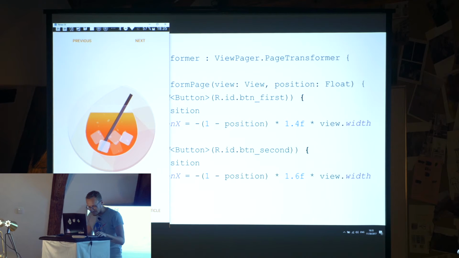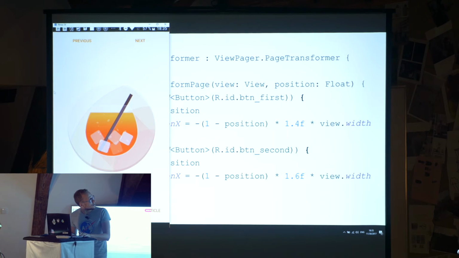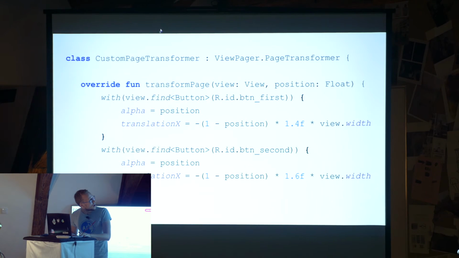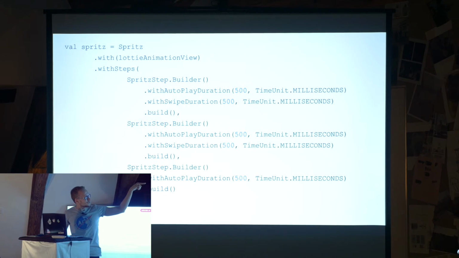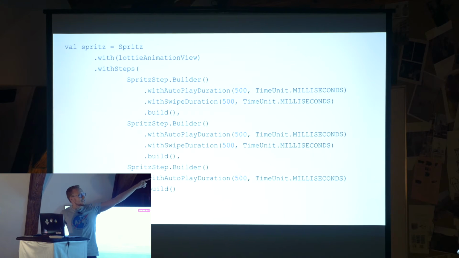And this library allows us to achieve this only by this code. So you're defining your Spritz thing, then you set the Lottie animation view to it, and then you're creating these steps, and you don't need to create pages for the view pager by yourself. This library will create them for you.